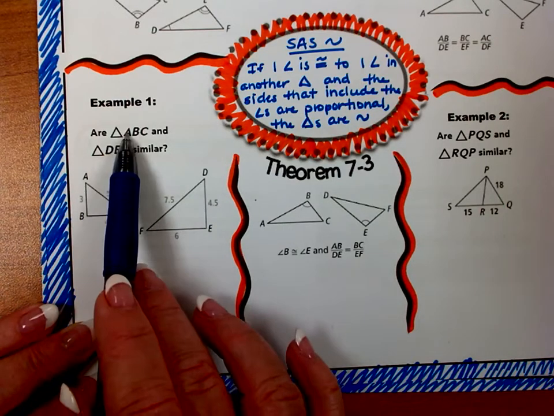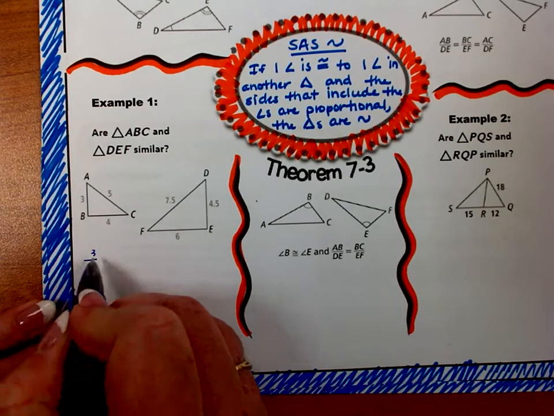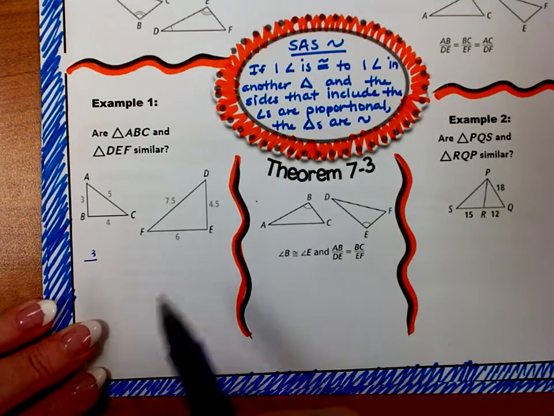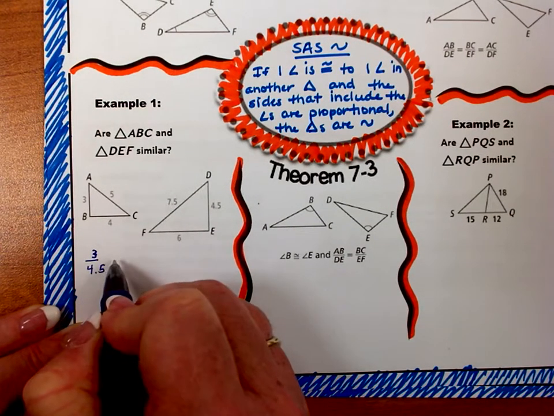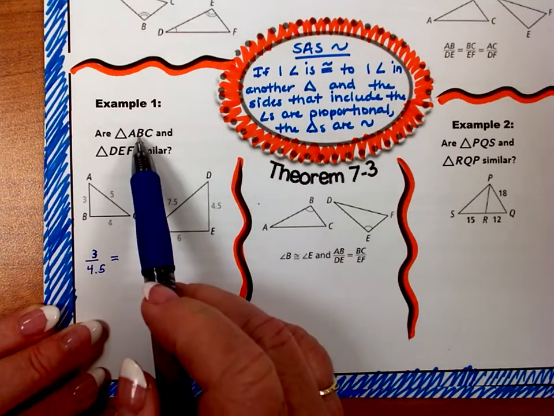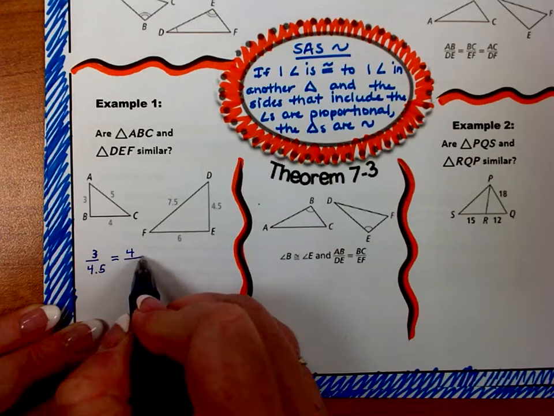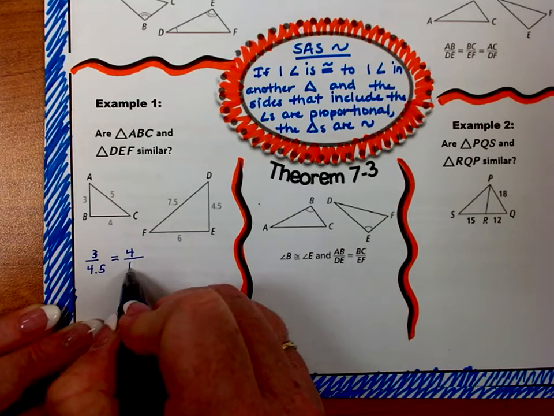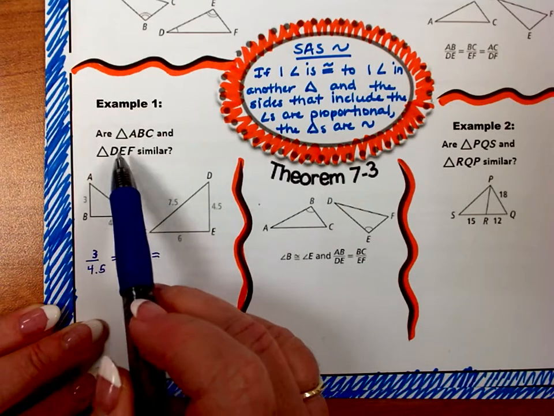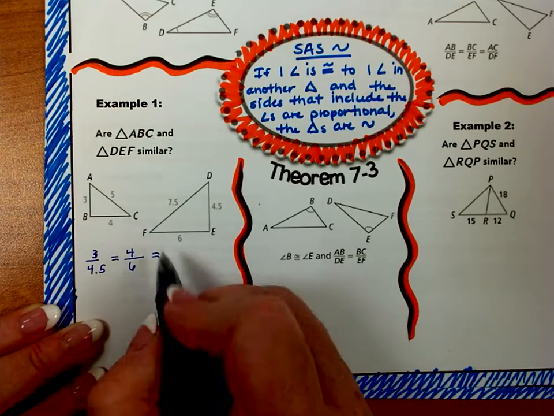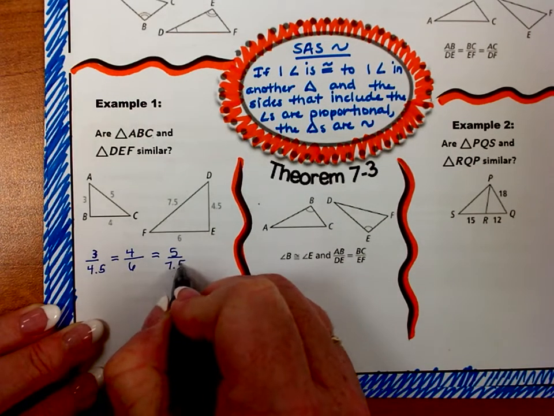So we can say AB over DE. So AB is 3 over DE, which is 4.5. And that needs to be equal to BC over EF. So BC is 4 and EF is 6. And that needs to be equal to AC over DF. So AC is 5 and DF is 7.5.